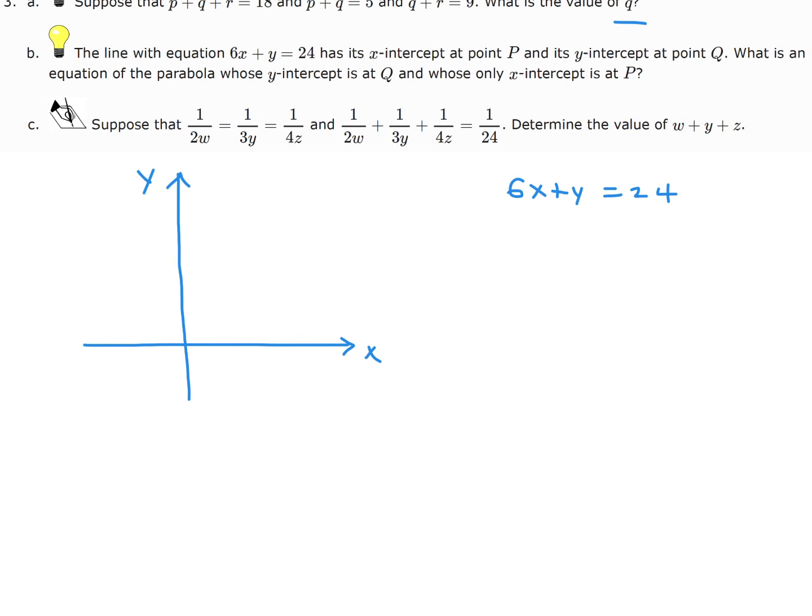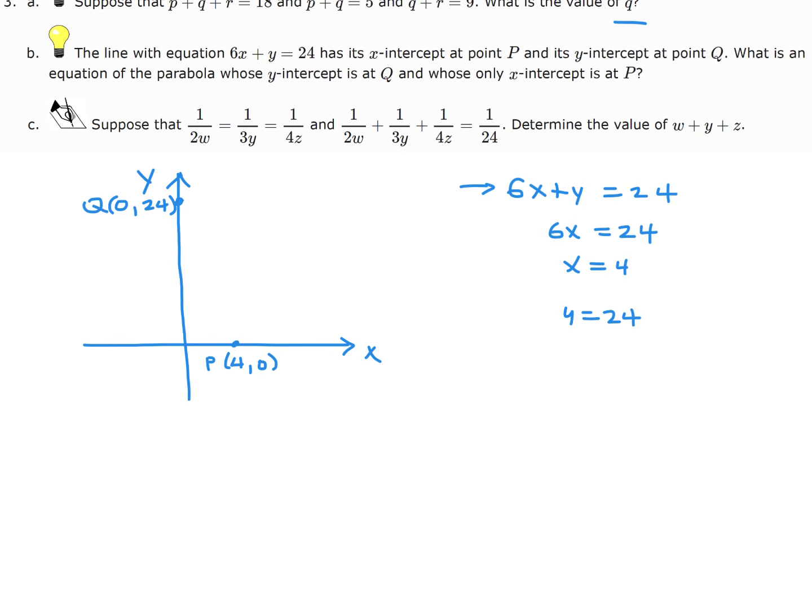So its x-intercept is when you set y to 0. So that's going to be 6x is equal to 24. Therefore, x is equal to 4. So 4, 0, wherever that is, let's say that's 4, 0, is point P. 4, 0. Y-intercept is at point Q, and that's the y-intercept of this guy. So that's when you set x equal to 0. So that just means y is equal to 24. So it's way up here, 24. And this point, 0, 24, is Q.